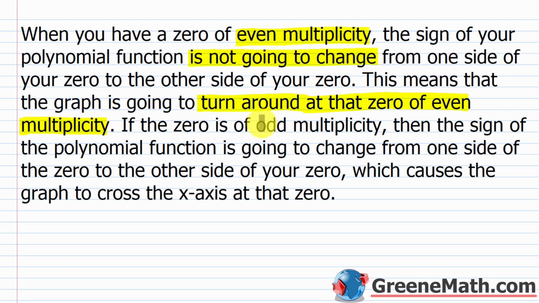If the 0 is of odd multiplicity, so it could be 1, 3, 5, 7, so on and so forth, then the sign of the polynomial function is going to change from one side of the 0 to the other side of the 0, which causes the graph to cross the x-axis at that 0. So it's very important you understand this if you want to make an accurate graph. Let me go back up.